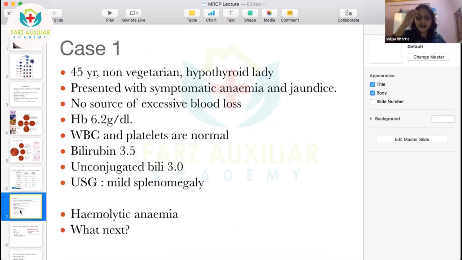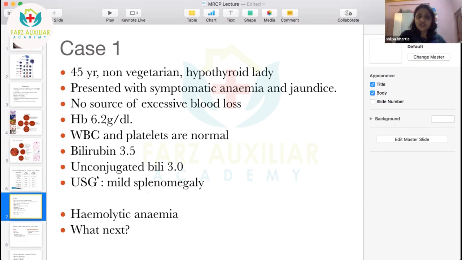Okay, so I'm just going to start this case. Read every line, okay? It's a 45-year-old non-vegetarian hypothyroid lady who presented with symptomatic anemia and jaundice. There is no history of excessive blood loss, and her hemoglobin was 6.2. Her white cell count and platelets are normal, and her bilirubin was 3.5, the majority of which was unconjugated. She had an ultrasound which showed mild splenomegaly, right? So what do you think is going on?